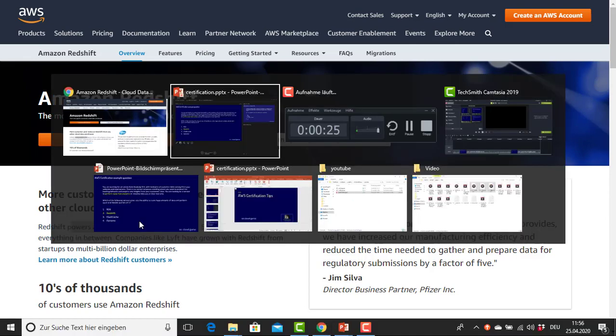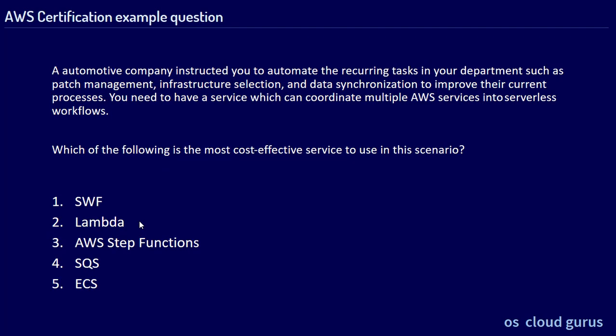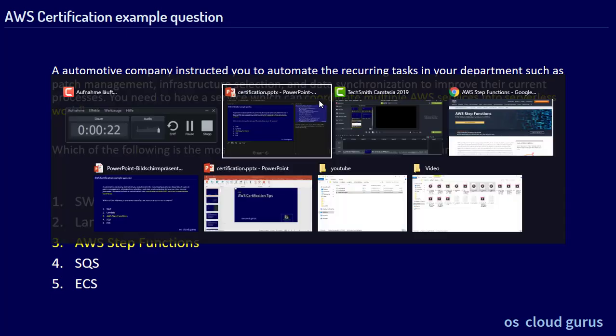Now let's continue to the next question. Please read the question, and then we can continue with the right answer, though we have 5 possible answers. And the right answer is AWS Step Functions. And again, you don't have to have worked with AWS Step Functions for 3 years to answer the question. If you take a look at the question, which service can coordinate multiple AWS services into serverless workflows?